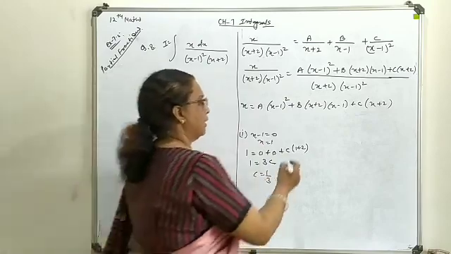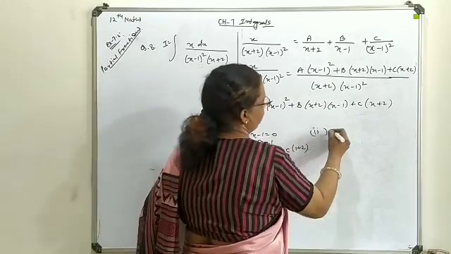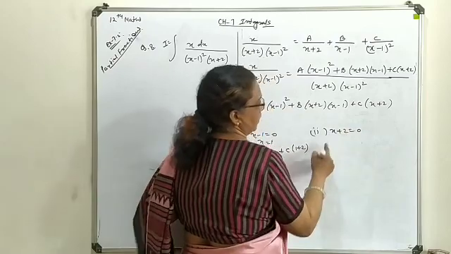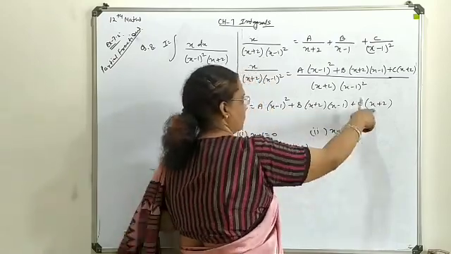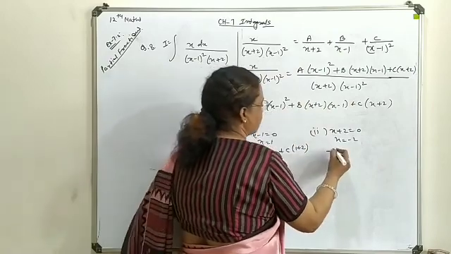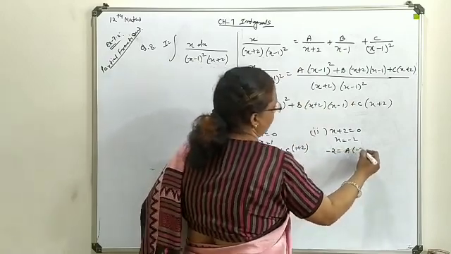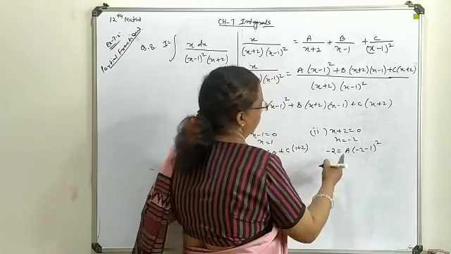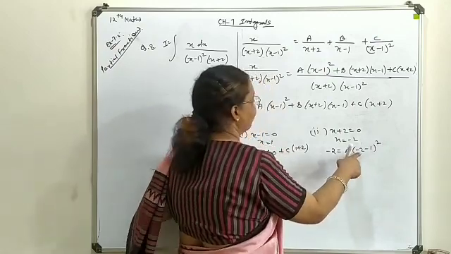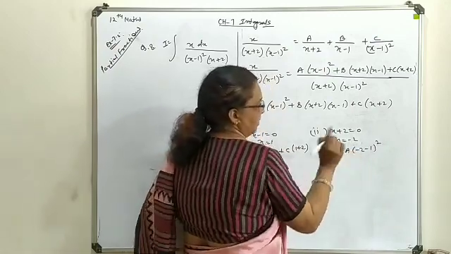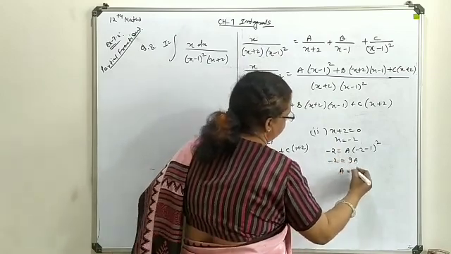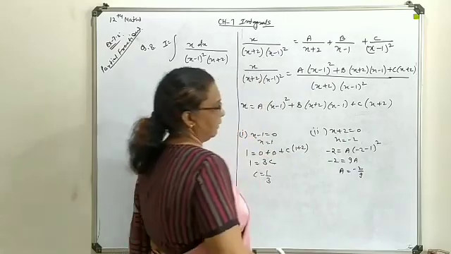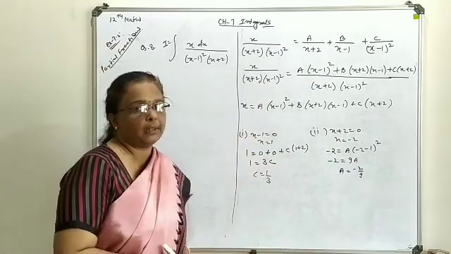Now secondly, we will go for substitution of x plus 2 as 0, meaning x is equal to minus 2. So this will be 0, this will be 0, and A will be evaluated. This is your minus 2, A into minus 2 minus 1 whole square. So this will give you minus 3 square, meaning 9. So A will come out as minus 2 by 9. Now evaluation of B still remains.